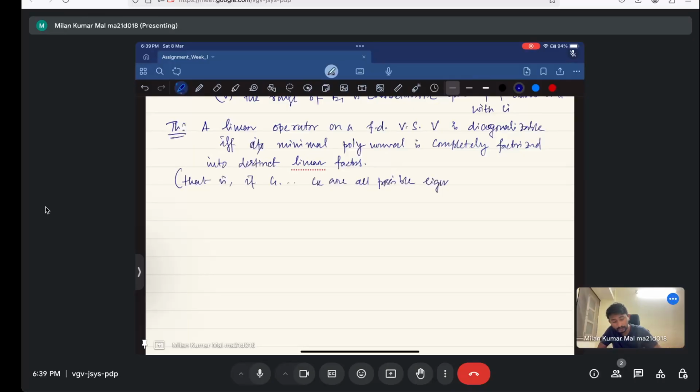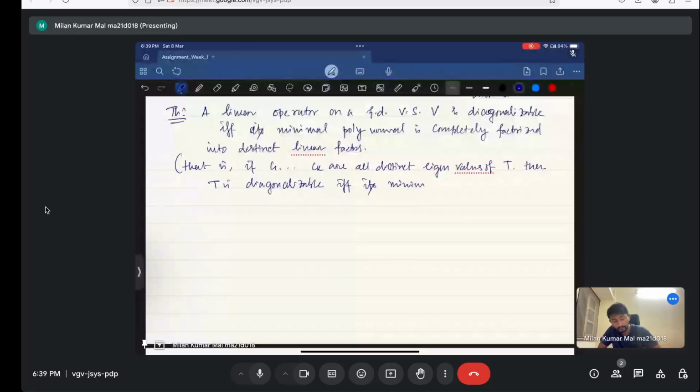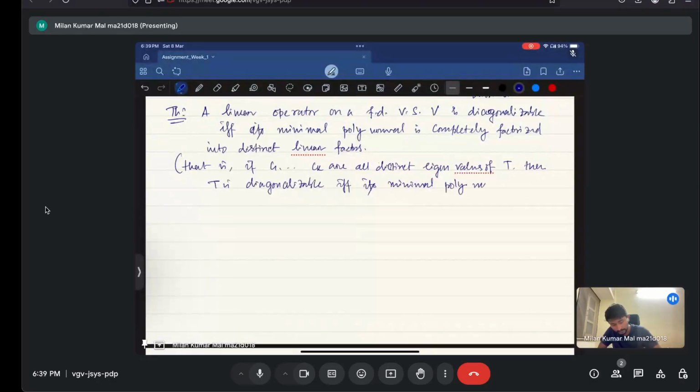all possible, all distinct eigenvalues of T, then T is diagonalizable, obviously on a finite dimensional vector space, if and only if its minimal polynomial must be of the form p(x) equals (x - c1)(x - c2) all the way (x - ck).